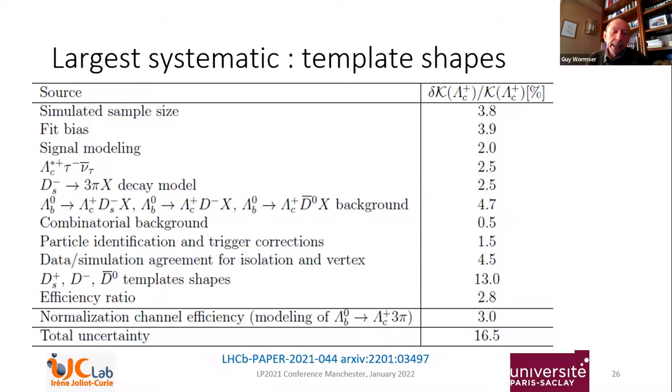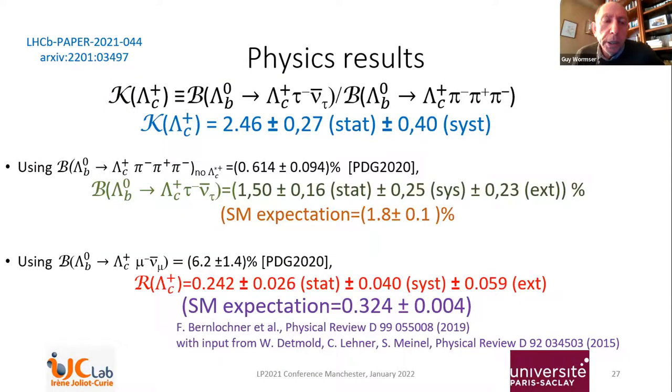So here is a detailed list of all the systematics assessed for our measurement. There is one dominant term, which I mentioned already, which is the shape of the template from double charm, at 13%, and we have various systematics around 4% that I have not had time to describe, sorry. So for a total of 16.5% systematic uncertainty. So we can then measure what we call this ratio kappa, which is the ratio of branching fractions of lambda b to lambda c tau nu divided by lambda b to lambda c 3 pi. And kappa is equal to 2.46 plus minus 0.27 plus minus 0.4.